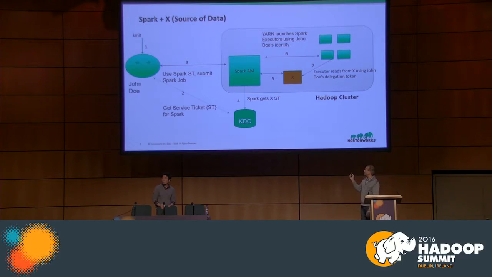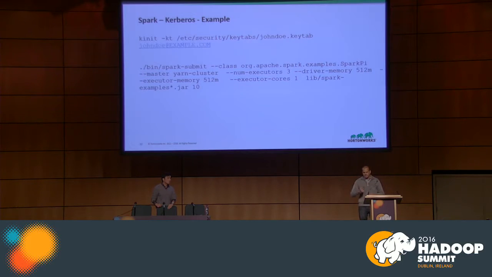But before we get to step 2, I've replaced name node on the previous slide with some data source X. In that case, X could be HBase or Hive. And if you're trying to read the data, the same model works if you're submitting a job through Spark Submit. When you're trying to read data from X, the identity is propagated down. So here is an example. I did a kinit as John Doe, and then I ran a Spark Submit command.